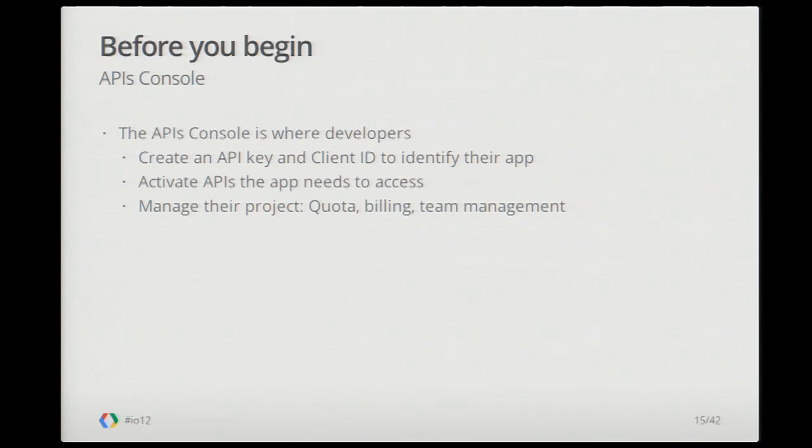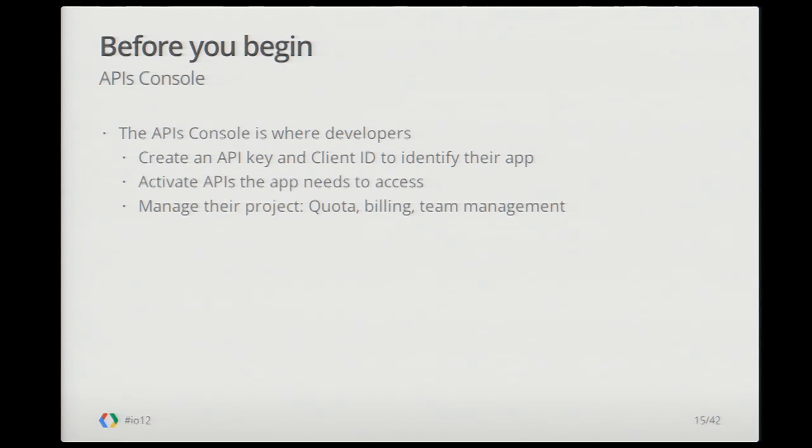The first is the APIs console. This is where you create an API key and a client ID, and both are used to identify your application when making requests. And again, we'll be talking about those in more detail when I go over authorization. This is also where you activate the APIs that you're interested in. So you saw a long list of APIs in the APIs Explorer. Well, you turn on the various APIs that your application is going to need access to.